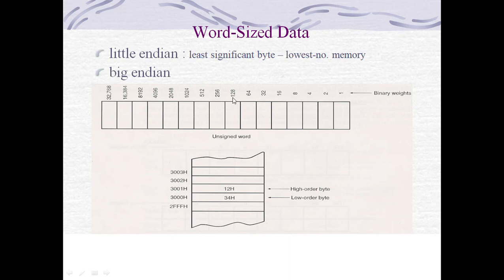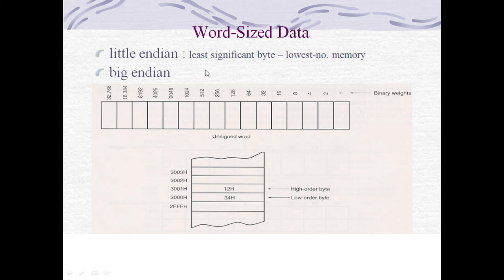Here we had 2 raised to power 7. Here we have 2 raised to power 8, which is equal to 256. And at the end, we have 2 raised to power 15, which is 32,768. So this is unsigned word, and the last weight is plus. If we were using signed word, then the last binary weight would be minus 32,768. And the rest of the procedure is the same.